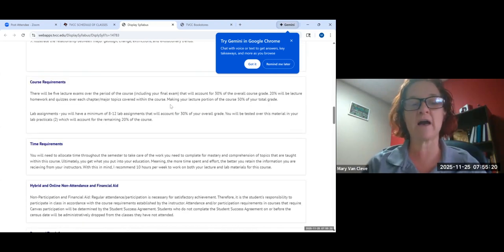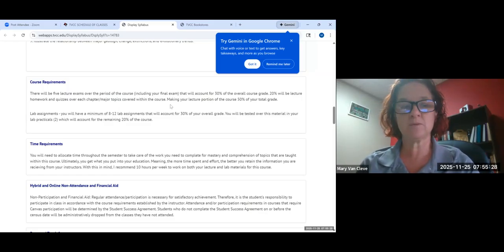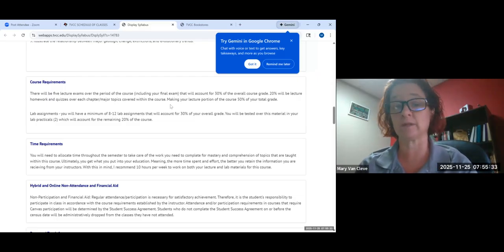Course requirements: there will be 5 lecture exams over the period of the course, including your final exam. They will account for 30% of your overall grade. 20% will be lecture homework and quizzes over each chapter and major topics covered within the course, making your lecture portion of the course 50% of your total grade.